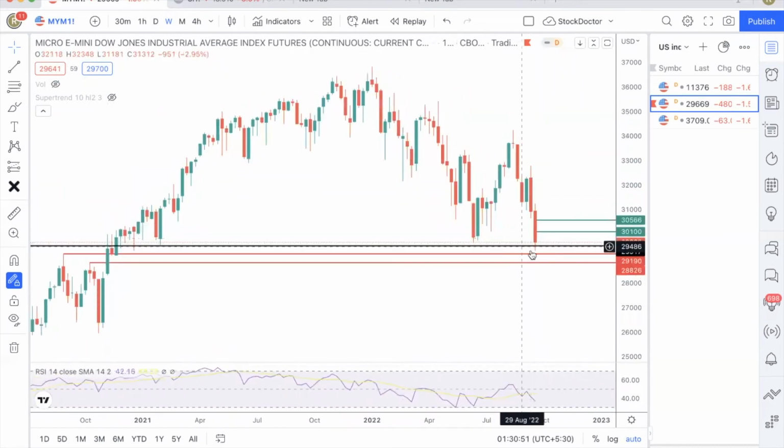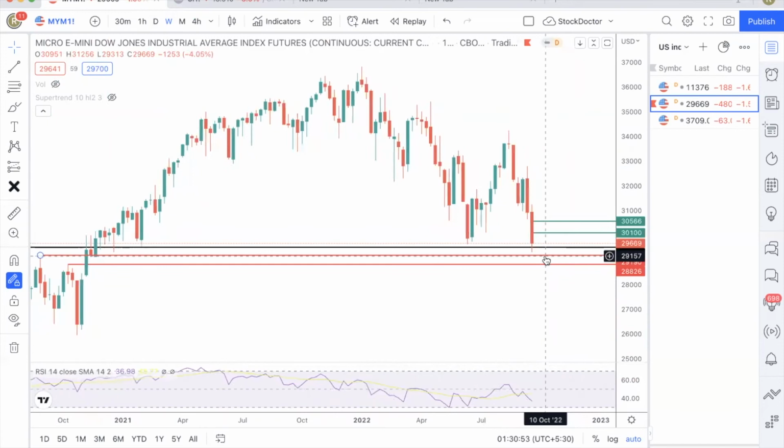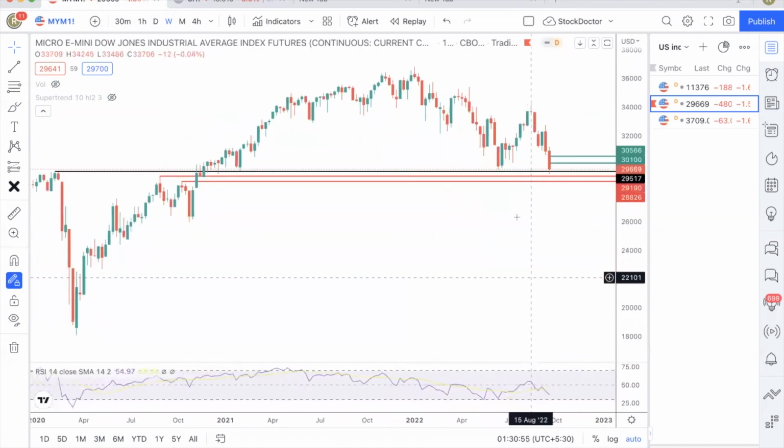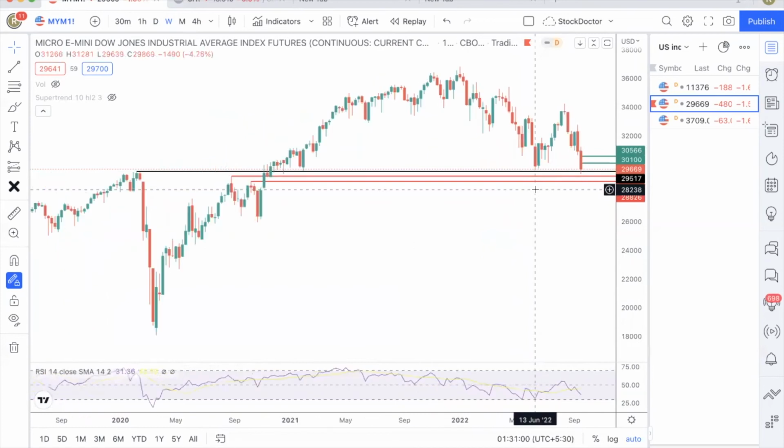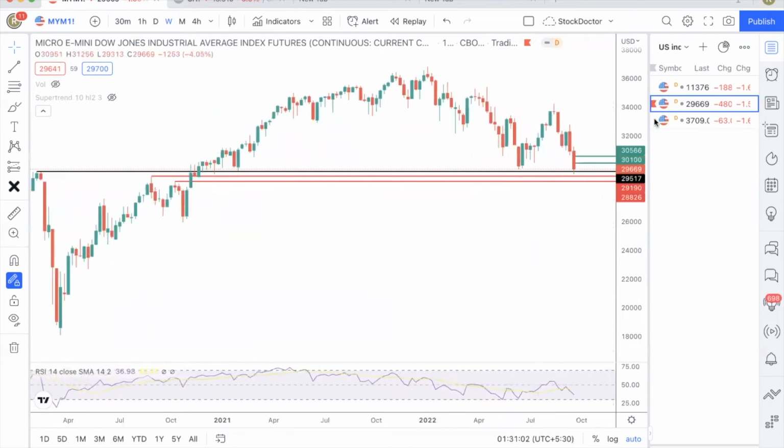So this is a very crucial level. If Dow Jones starts trading below that, then definitely bigger lower targets will be coming. I will update on them when it starts going below those levels.